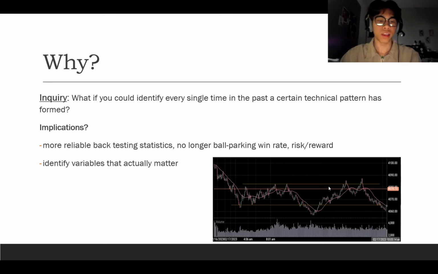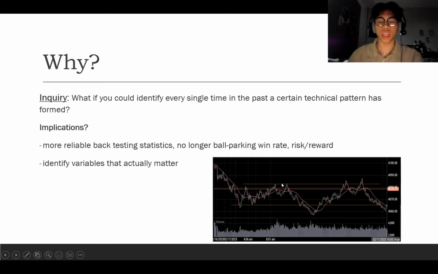Well, for me, it means I have much more reliable backtesting statistics. So for example, let's say the last 4 times that I've taken this trade, I've won 100% of the time, and my risk reward is 3 to 1. So in theory, it's an amazing trade. I should take it every time.